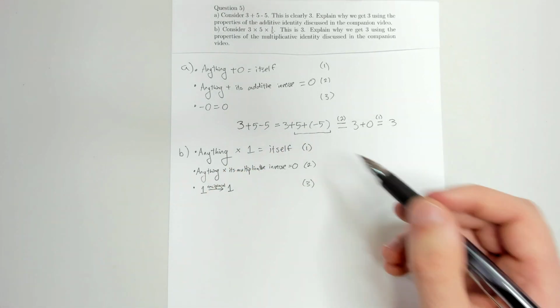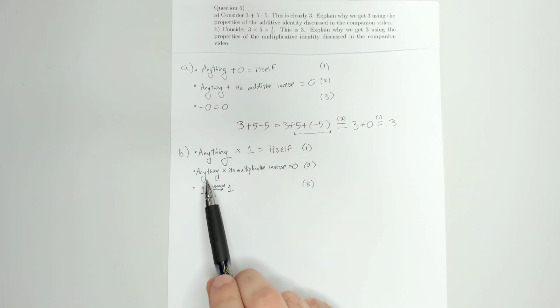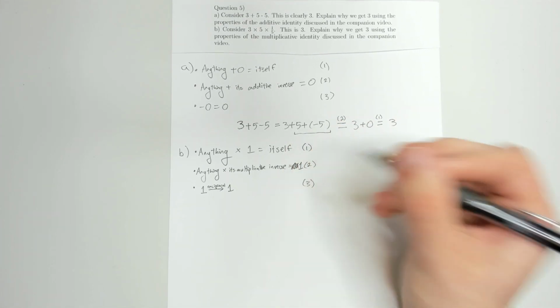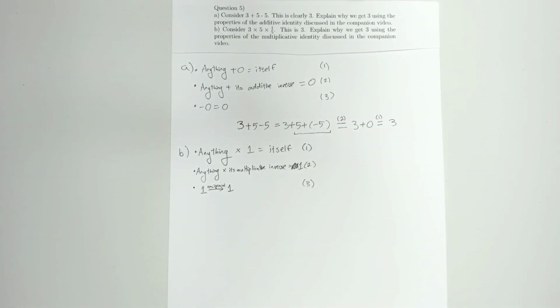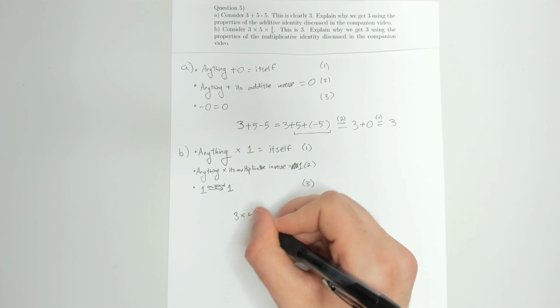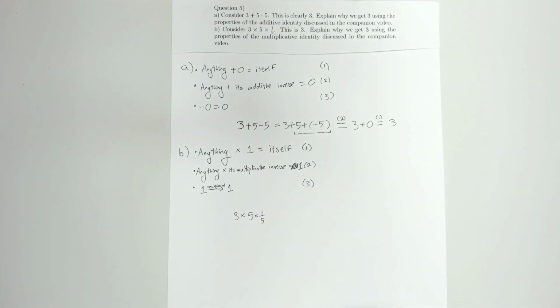All right, so we've got properties 1, 2, and 3 here. Very analogous, right? Anything times 1 is itself. Anything times its multiplicative inverse gives us 1, not 0. And the reciprocal of 1 is 1, or the multiplicative inverse of 1 is 1. Okay, so we're working with this expression here, 3 times 5 times a fifth. And we want to show that this equals 3.